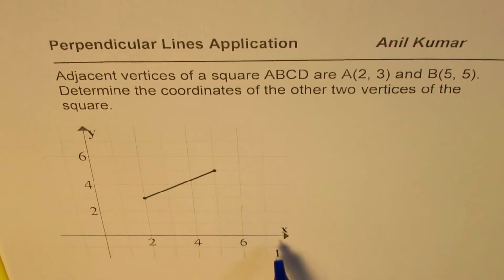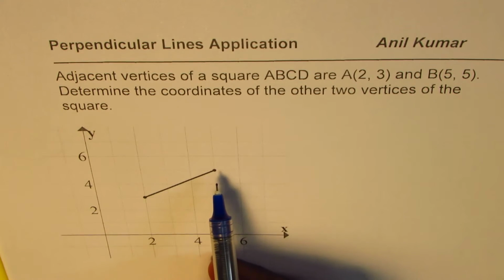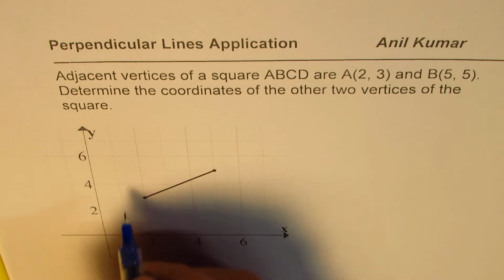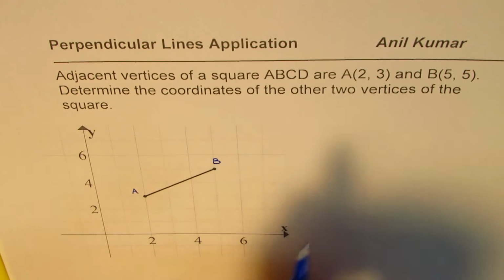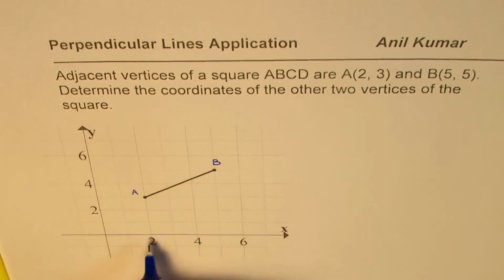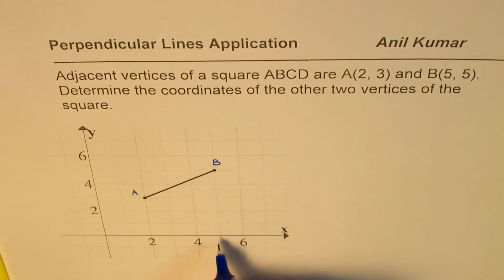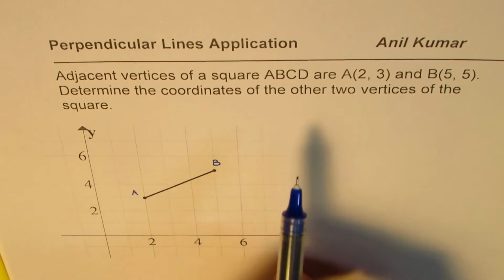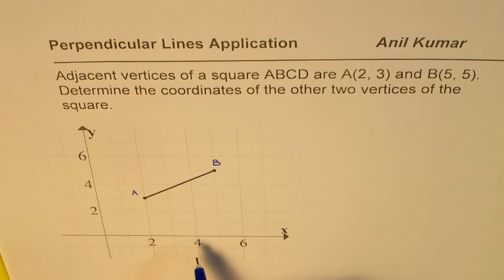So I've made a sketch here. The graph represents these two points, which are points A and B. This is point A, this is point B. The coordinates of A are 2, 3, and for B it is 5, 5. We need to find the other two corners of the square. Let us see how to figure this out.